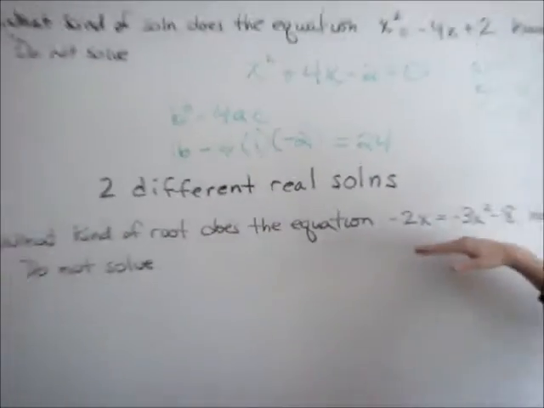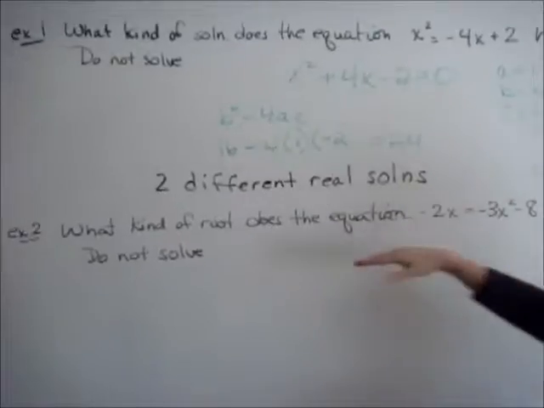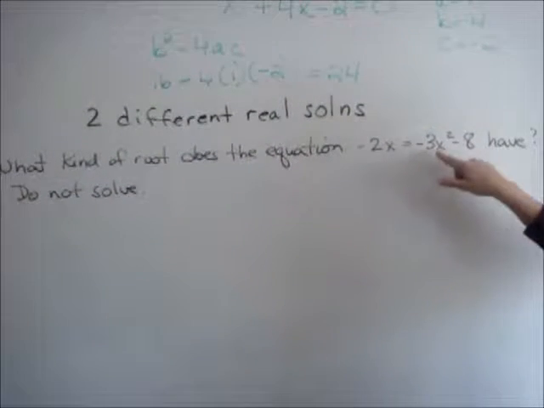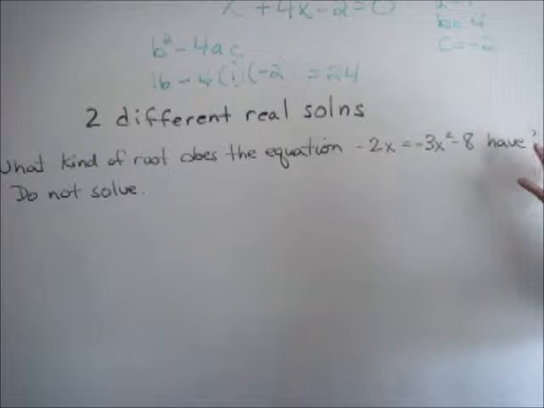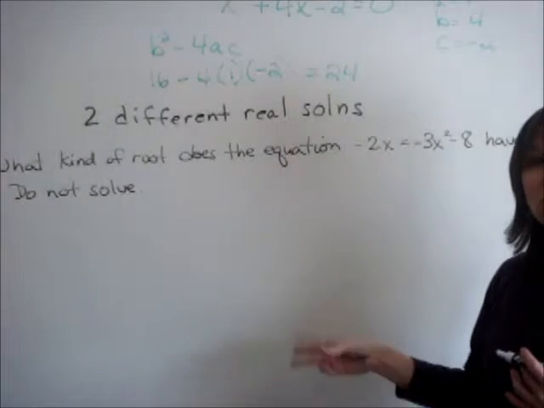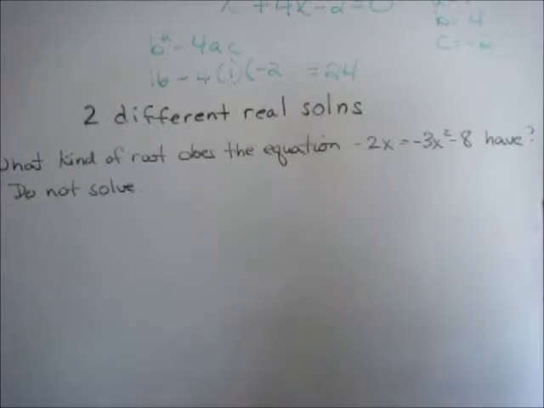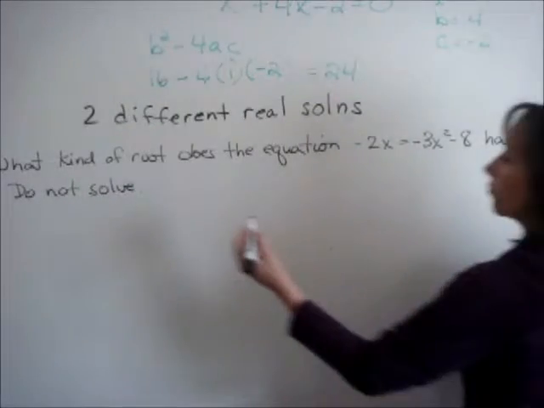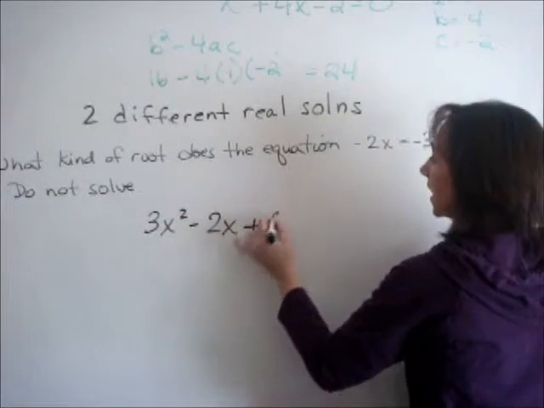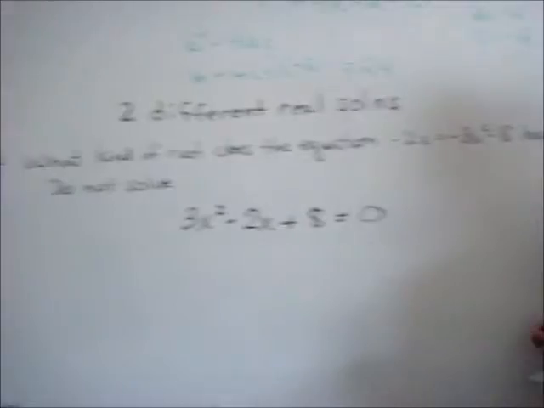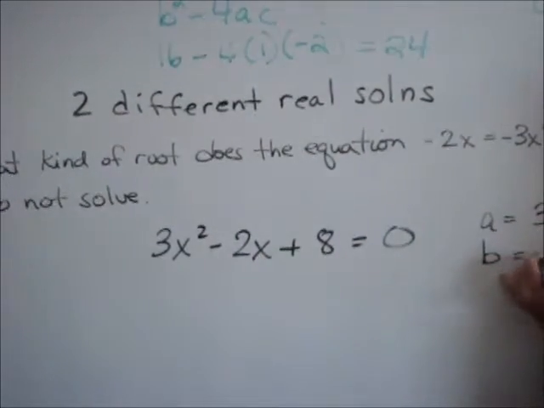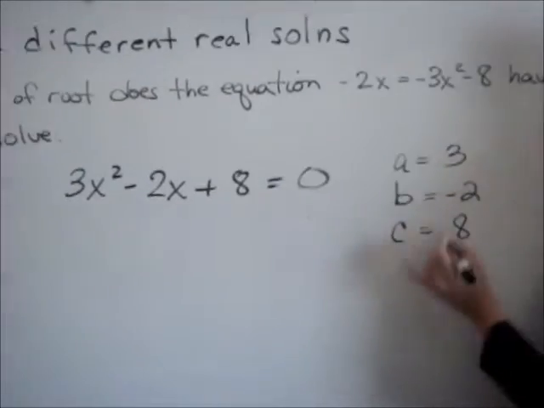So let's try another one. What kind of root, which is just another word for solution, does the equation -2x equals -3x squared minus 8 have? Do not solve. They just want to know whether we're going to get one solution, two real solutions, or complex solutions. So we have to put it in the right form. So we get 3x squared minus 2x plus 8 equals 0. So just rearrange it in standard form. A is going to be 3, B equals minus 2, and C equals 8.